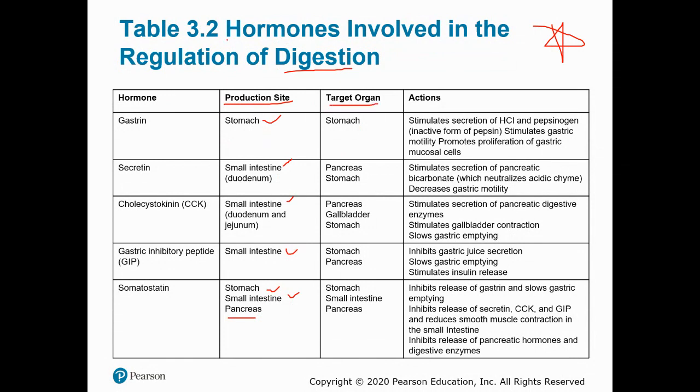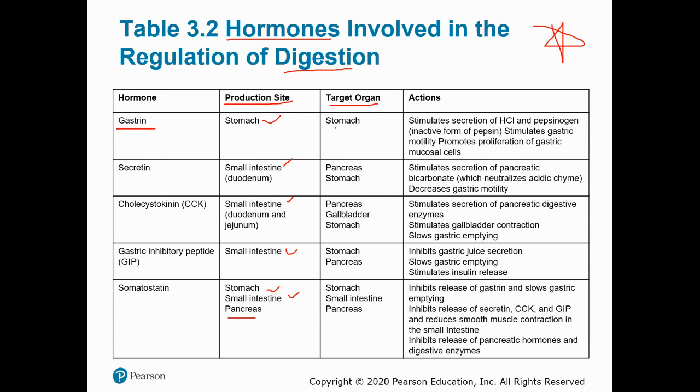And then the target organ. So if you recall this from other bio classes, the endocrine system and hormones are the functional units of the endocrine system. The endocrine system works by one organ, the production organ, releasing a hormone, and then the hormone travels through the blood and acts on another organ. That's how hormones work, usually. So usually the target organ will be different from the production organ.